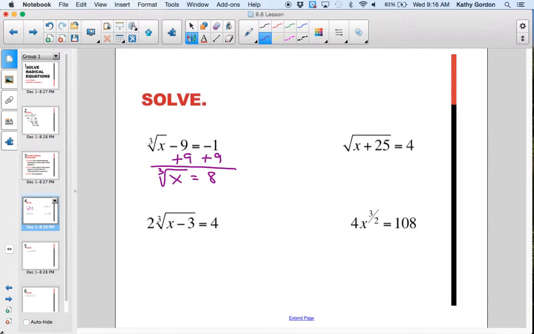Cube both sides, because that's the power we need to raise a cube root to in order to eliminate it. So if we cube both sides, x is going to end up being equal to what? 512. Does that really work? If I take the cube root of 512, we'd get 8, then 8 minus 9 really does give us negative 1, so yes, that's all good. This really should be my answer.